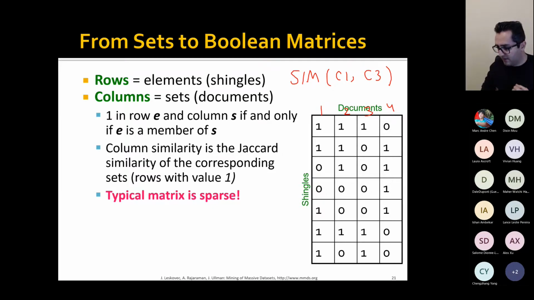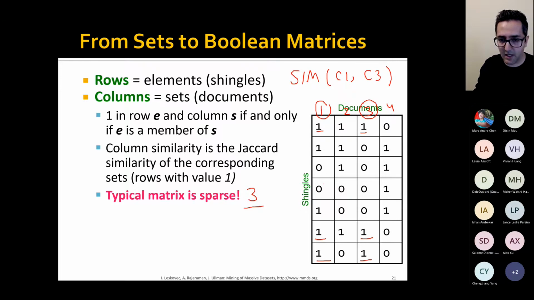Most of you answered 3/5. So let's see if it's correct. Jaccard similarity is the number of shared items divided by the total number of items, right? We are looking at document 1 and document 3, so we only care about these two columns. For the number of shared items, this one appears in both of them, and this one appears in both, and this one appears in both. So there are 3 common elements.